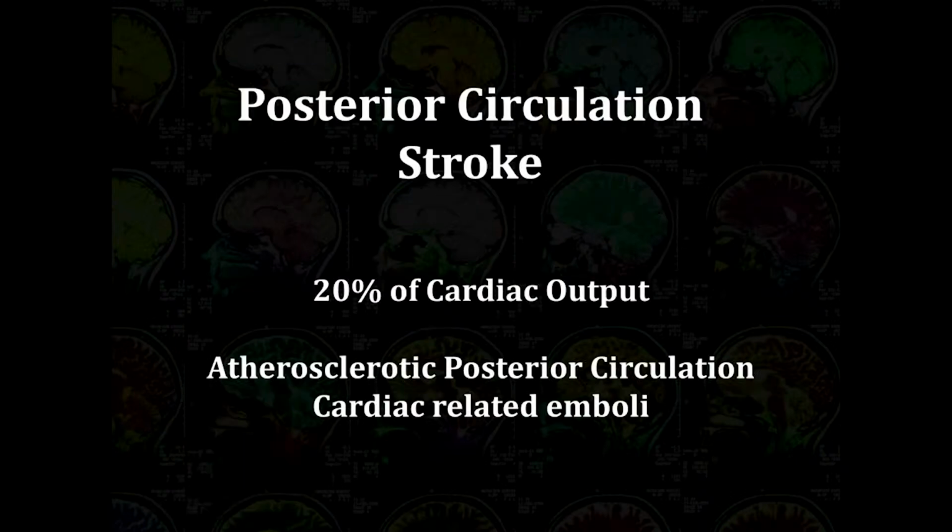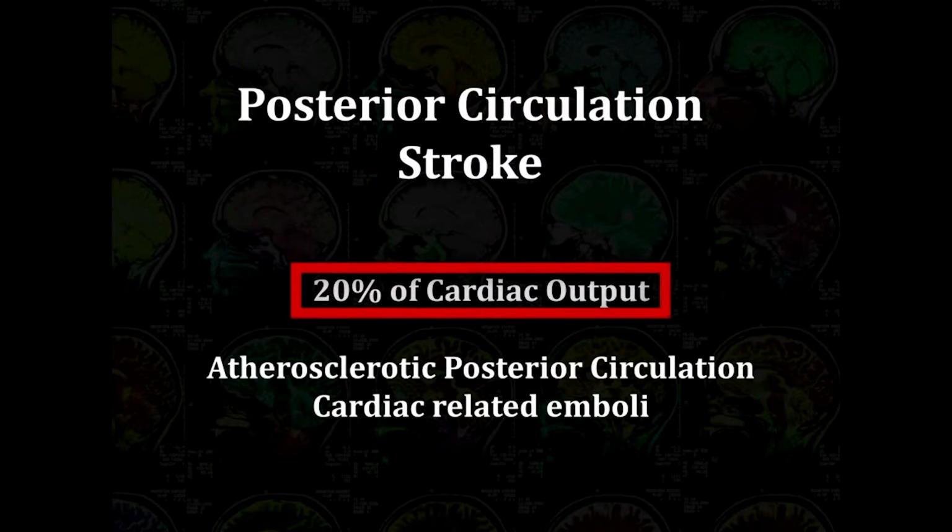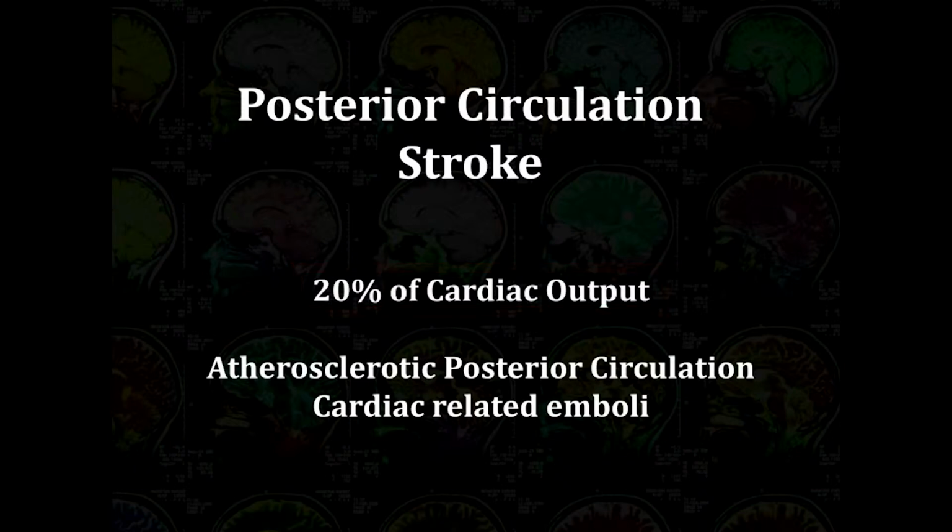And then when we look at the other side, the posterior circulation stroke, 20% of our cardiac output is devoted to this area of the brain. This is where you're also going to see atherosclerotic vessels, really focusing on embolic strokes. And we see a lot of these strokes that come from our heart, as we all know.